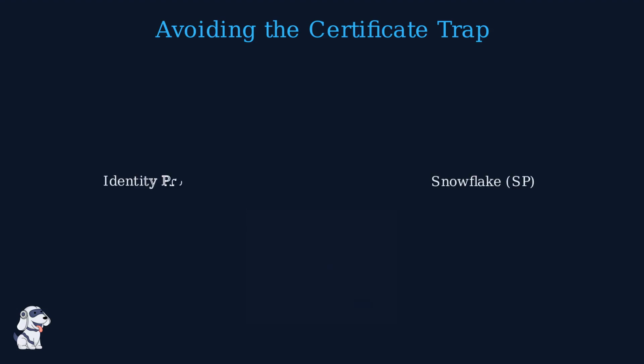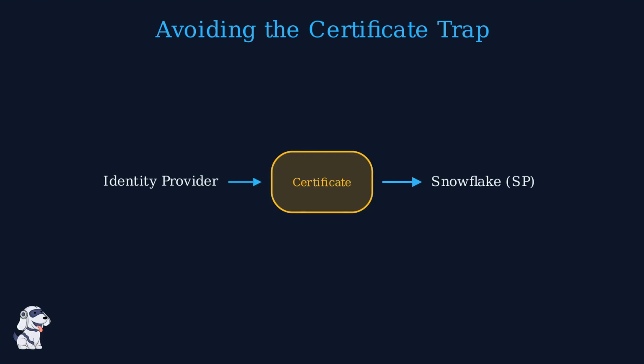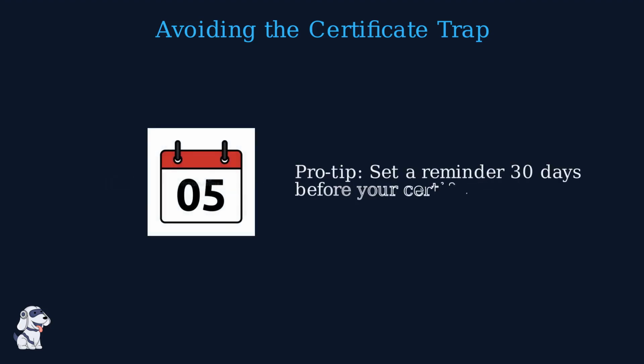The identity provider signs assertions with a certificate. Snowflake checks the signature. If the certificate is invalid, the connection is rejected. Here's a pro tip that will save your weekend. Set a calendar reminder at least 30 days before your public certificate expires. This simple habit ensures you have ample time to update the integration object in Snowflake.